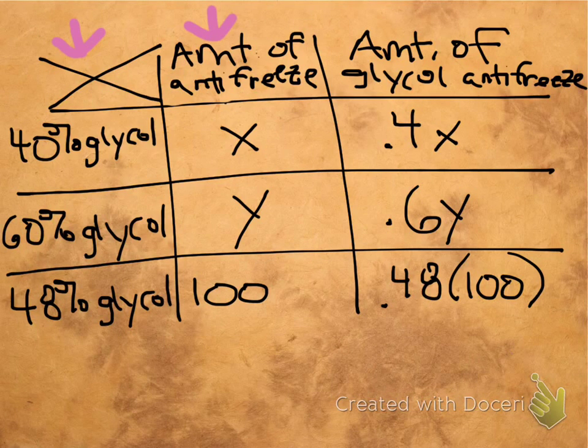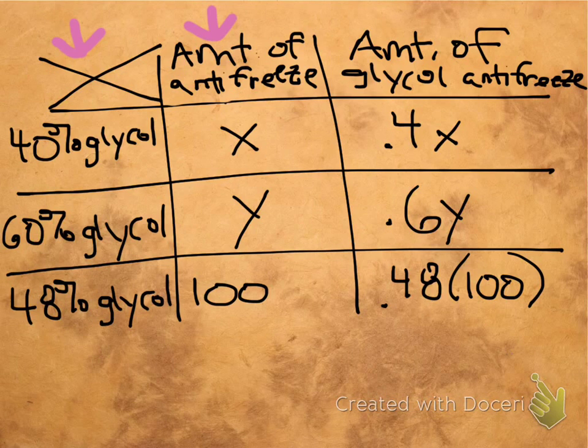So notice that I put X for the 40% and Y for the 60% because they're different percentages. And then they told me how much 48% glycol antifreeze that I need, which is 100. So I put that as 100. Then I have the amount of glycol antifreeze, which would be the percentage times the amount, basically.